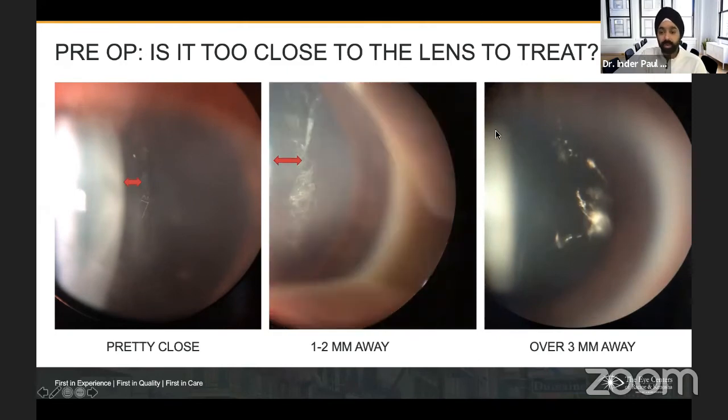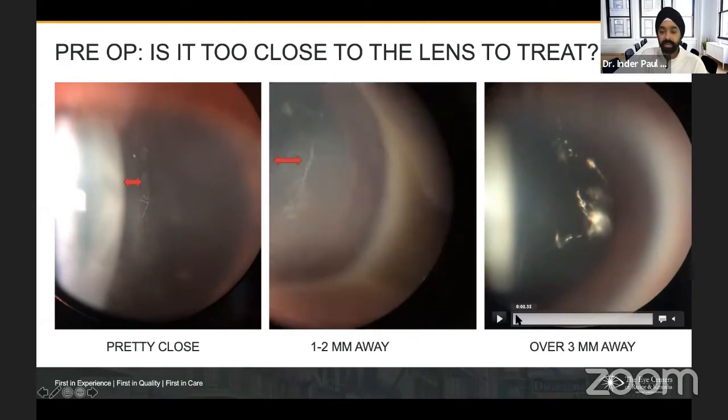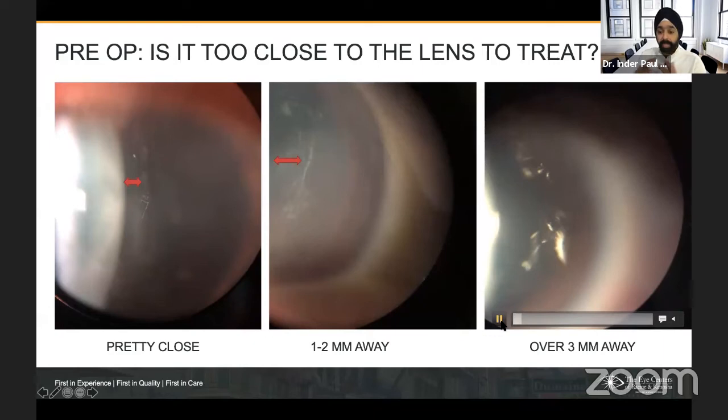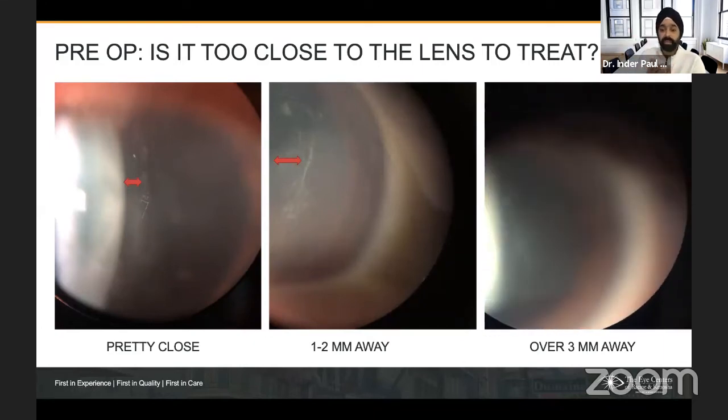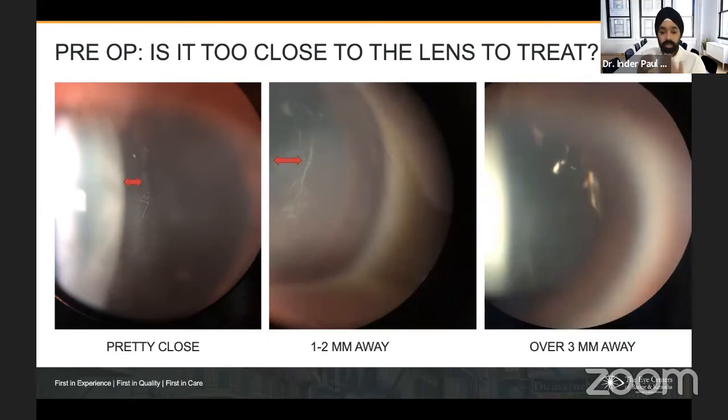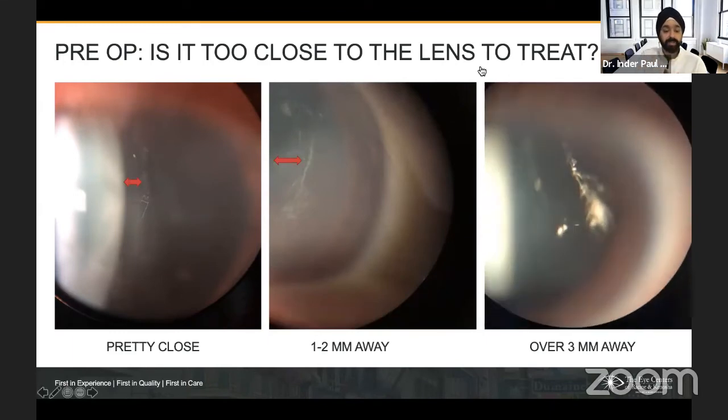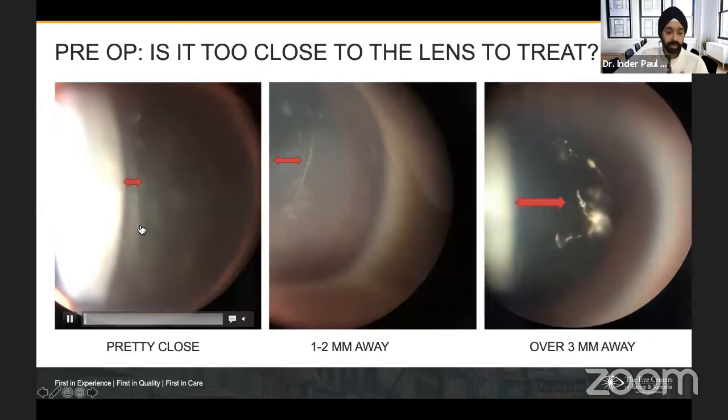On the right though, these floaters here are far enough away, at least about 6-7 millimeters away, that I feel very comfortable treating those kinds of floaters. So again, being able to assess how far they are from your lens is very important.